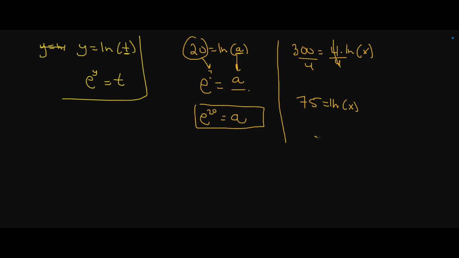Again, this is e raised to what power is equal to blank? This is your output, so that now becomes your input. This is your input, so that becomes your output. So e to the 75 is equal to x. All right, and there we have it. That's just converting from natural log, the inverse, to its exponential form.